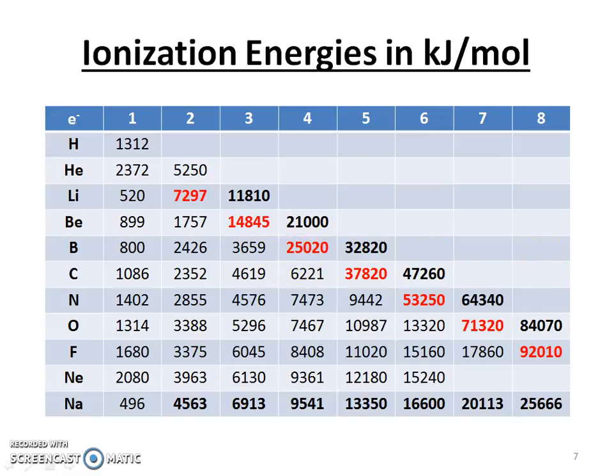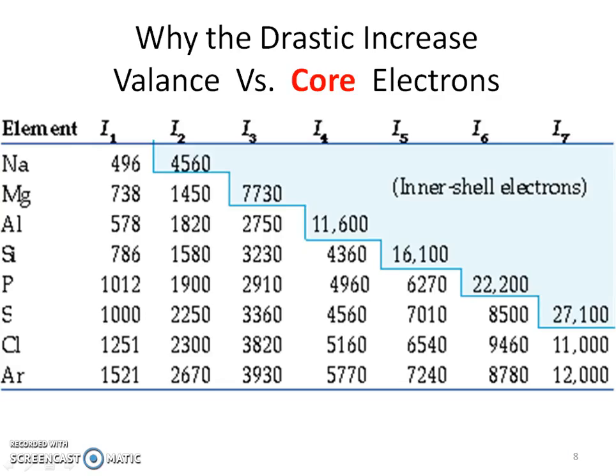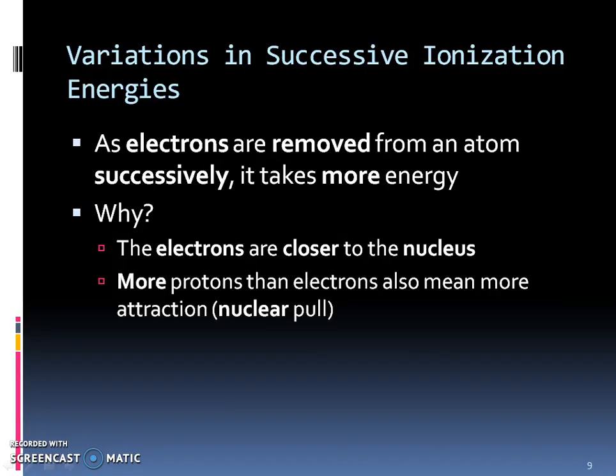That's a huge jump, okay? So hopefully you understand that. And again, to just show the valence versus core and the amount of energy needed. So here we have sodium with 500 kilojoules of energy to remove that first valence electron, but then going to that second core electron, or that second ionization energy, you're jumping up to 4,500. So that's a big jump and a big difference.